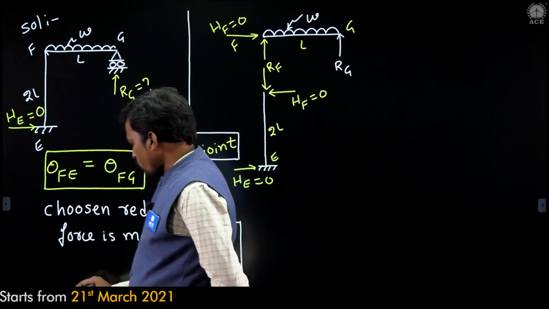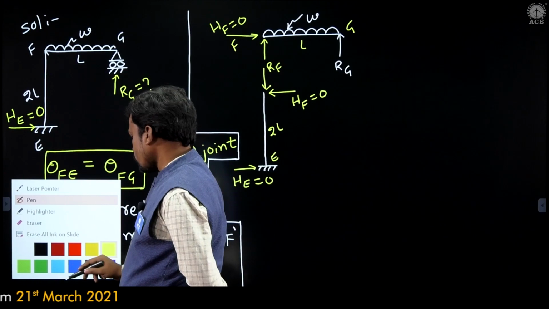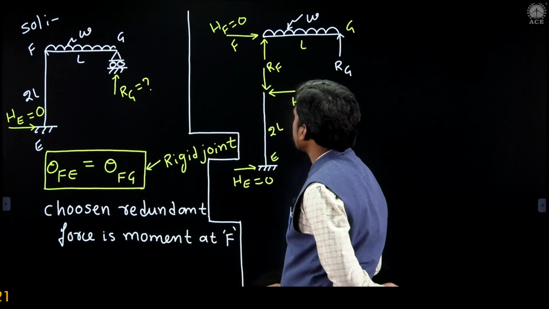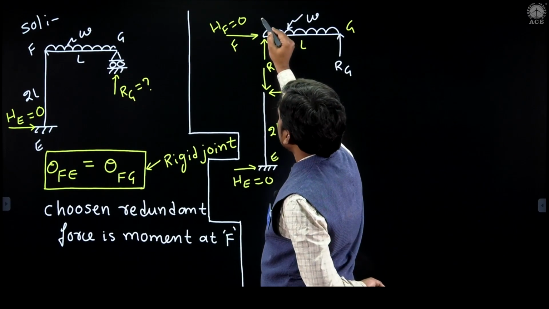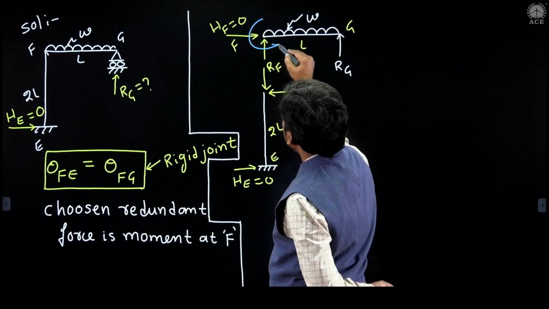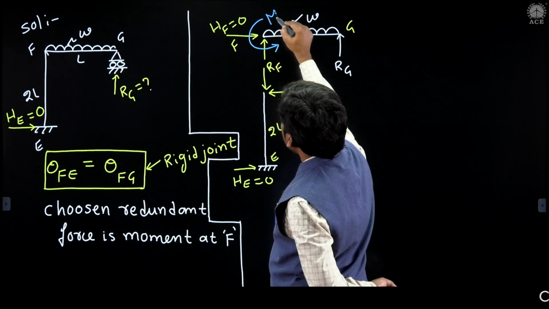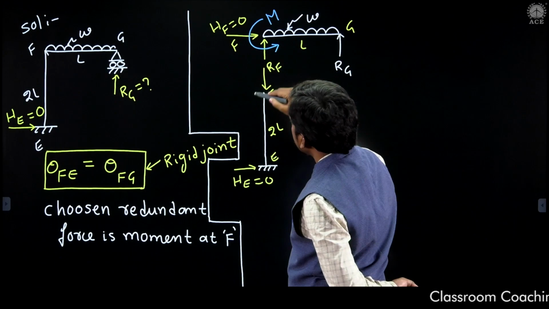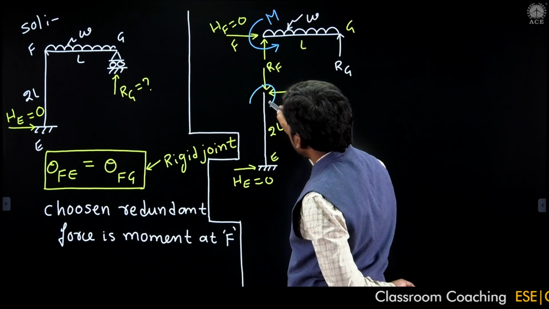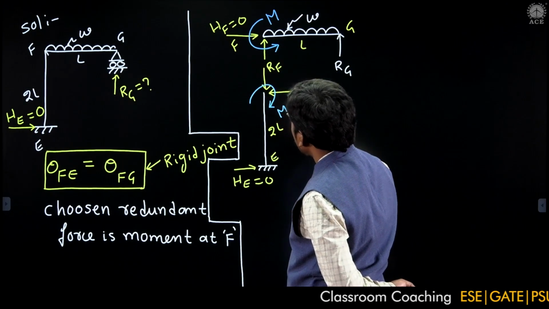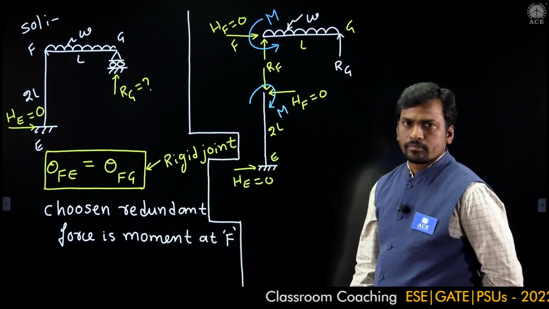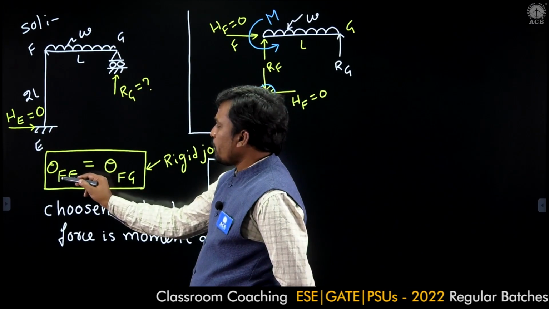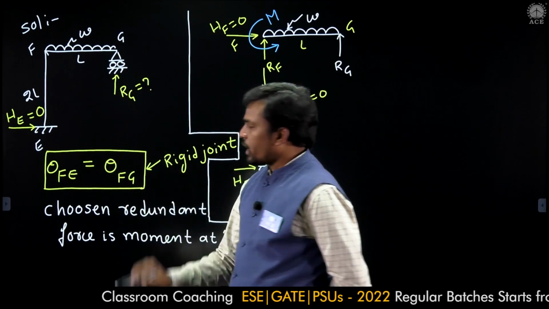Okay, and there is a moment, right? We don't know the direction of moment, right? Just I am assuming moment at here anti-clockwise M. Then this is anti-clockwise, balance it here, then this is clockwise. Then I told rotation in member FE equals rotation in member FG, right?